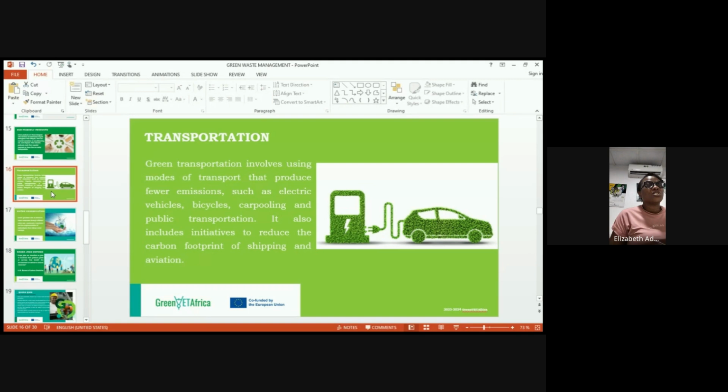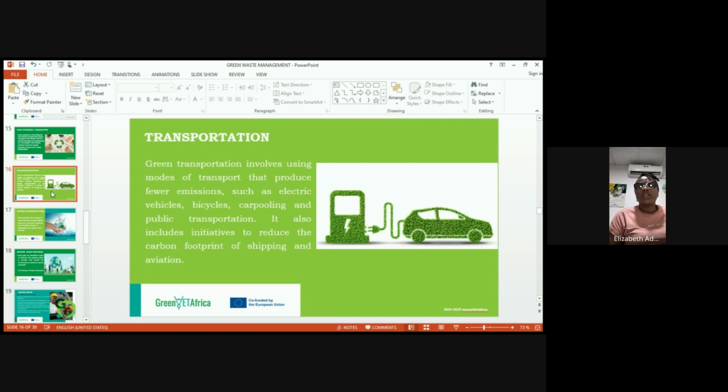Also in transportation, green transportation involves using modes of transport that produce fewer emissions. You could see now that we have electric cars, and then we have some hybrid cars, and then also possibly considering cars that run on biofuels or other natural gases. So by this, we can reduce emissions from transportation. And then there's also the promotion of the use of bicycles, which do not need fuel.